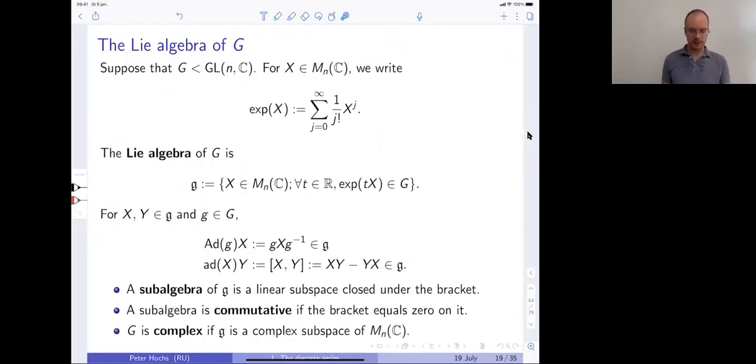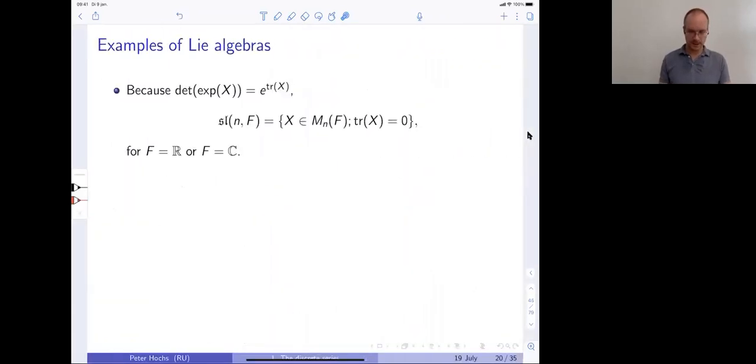Some notions: a subalgebra of a Lie algebra is a linear subspace which is closed under this bracket structure, the commutators. An algebra is called commutative if the bracket is 0, which you might expect from this definition. And I mentioned the notion of a complex Lie group earlier. Complex means that this Lie algebra is a complex subspace of g tensor C.